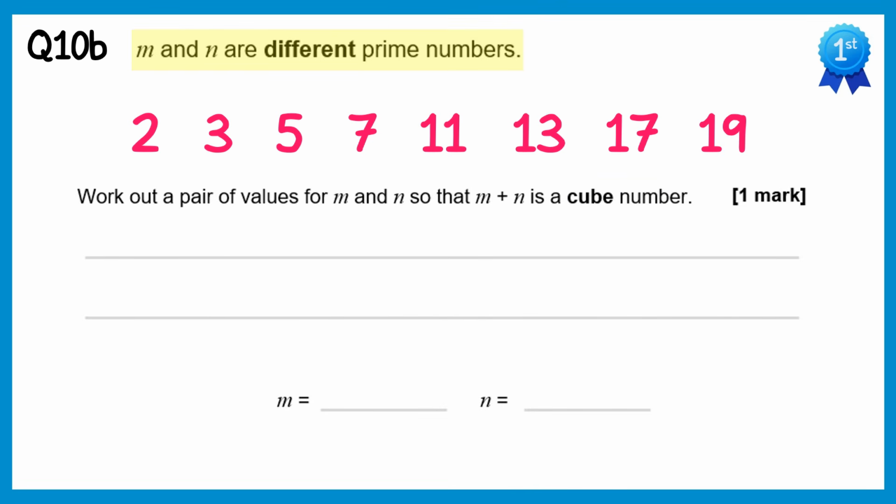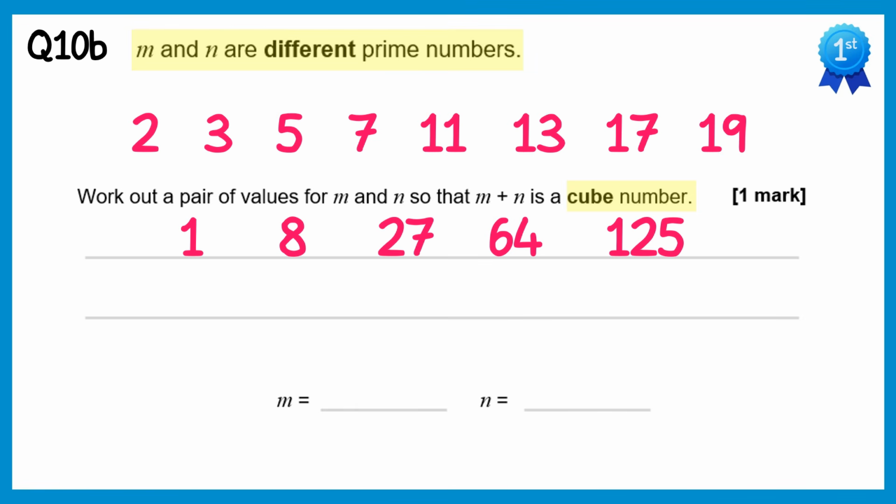Next we need to do the same process, but we're looking for a cube number. Cube numbers are obtained by multiplying a number by itself and then itself once more. So 1 times 1 times 1 is 1. 2 times 2 times 2 again is 8. 3 times 3 times 3 again is 27. 4 times 4 times 4 again, 64. 5 times 5 times 5 again, 125, and so on.